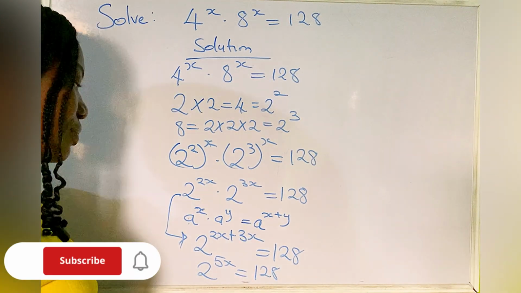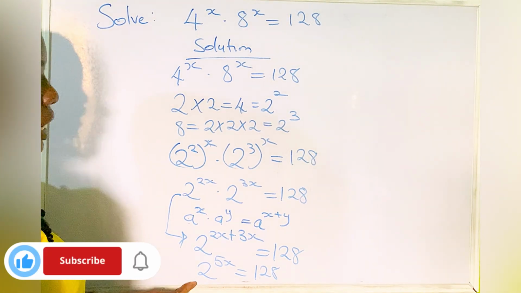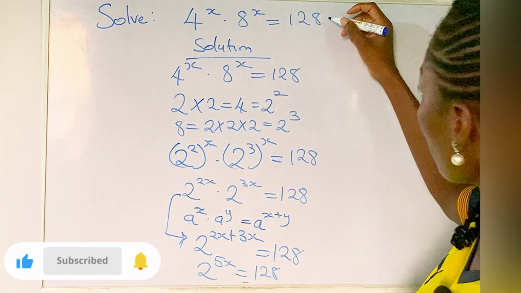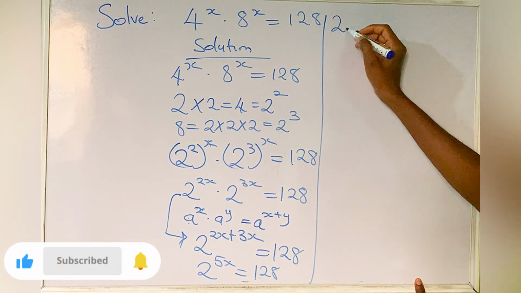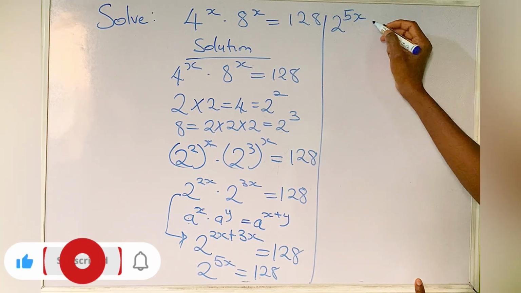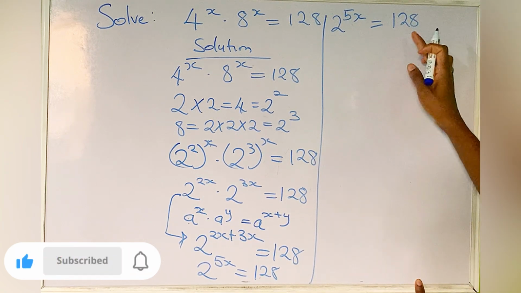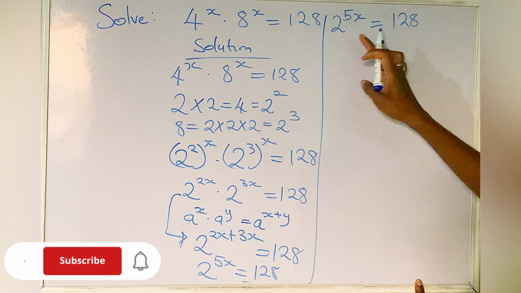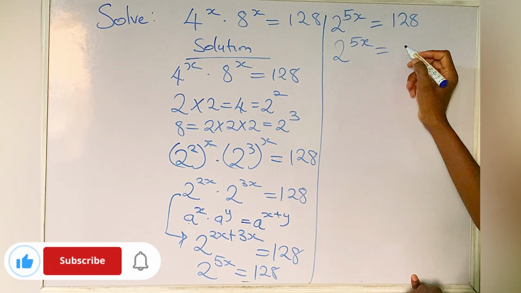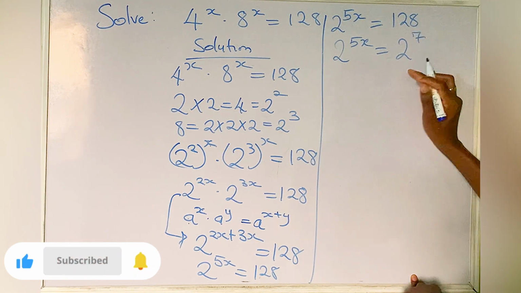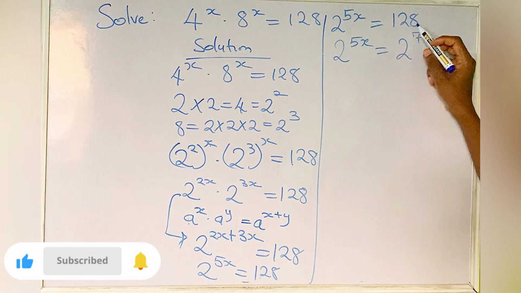Now, because we have this in base 2, we can rewrite 128 in base 2. 2 to the power of 5x is equal to 128, right? So when we write 128 in base 2, it will give us 2 to the power of 5x is equal to 2 to the power of 7. So 2 multiplied by 2, 7 times, is going to give you 128.